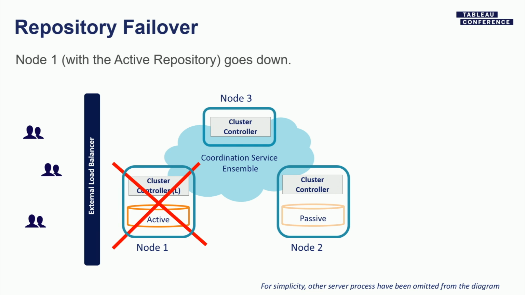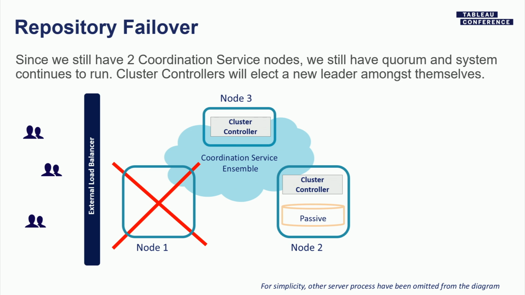Now let's see what happens if node 1 goes down. First of all, since we still have 2 more nodes in our Zookeeper ensemble, they can establish a quorum and agree on what the state of this cluster is or should be. And the very first thing they will do is elect a new cluster controller leader. Let's say in this example it is the cluster controller on node 3.